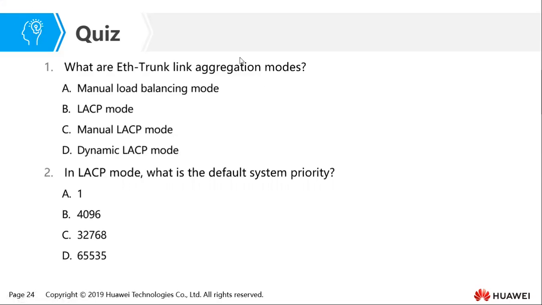In LACP mode, the default system priority is 32768. Exactly, it's 32768. That's the default. And remember, I told you to check the default interface priority. So please make sure that you confirm that when you're doing the lab. Otherwise, thank you very much.